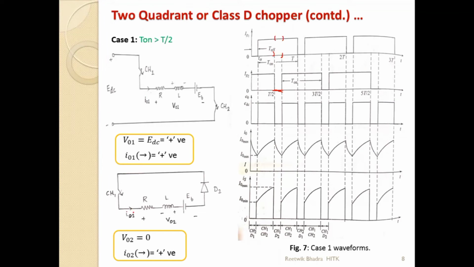Now current enters in this direction. So I naught 1 and I naught 2 directions are the same, positive.